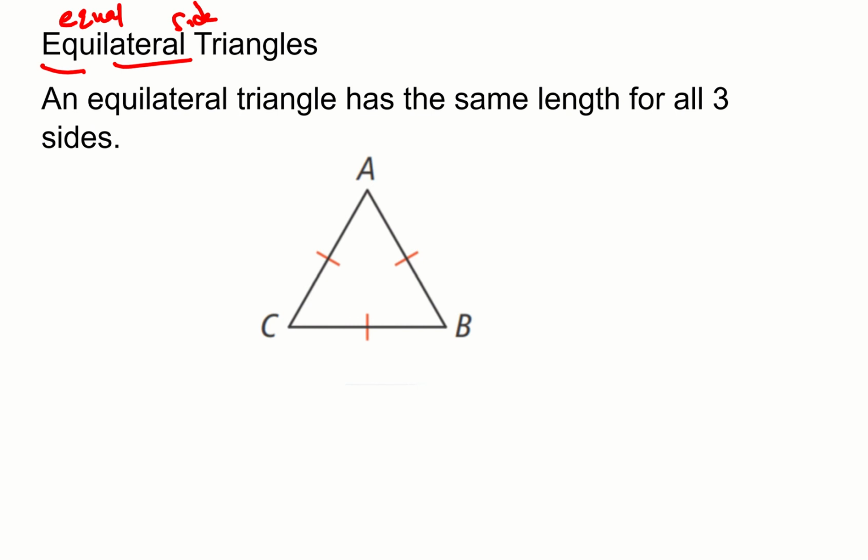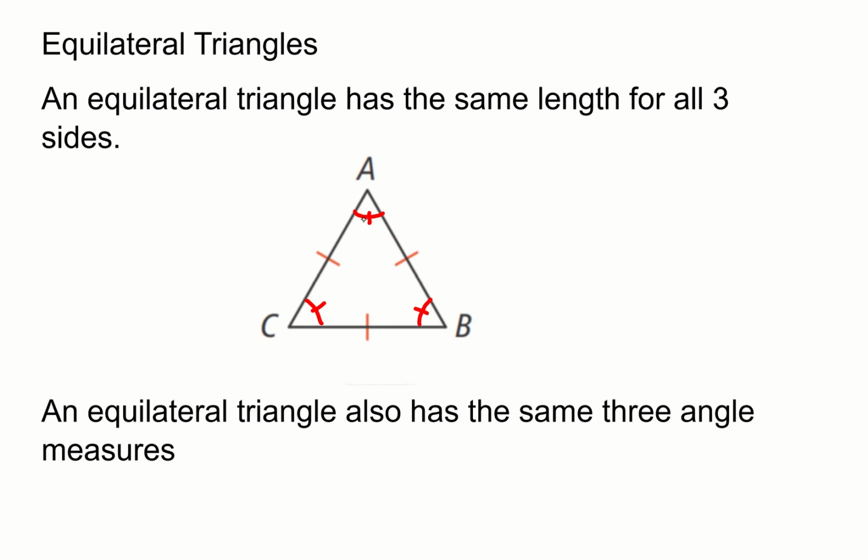So an equilateral triangle has the same length for all three sides. And because all three sides have the same length, that means that all three angles have to have the same measure. That's because if these two sides are the same, then by that isosceles triangle theorem that we mentioned in the beginning, these two opposite angles are the same. And similarly, if these two are the same, then this has to be the same too. And so all the angles are identical.